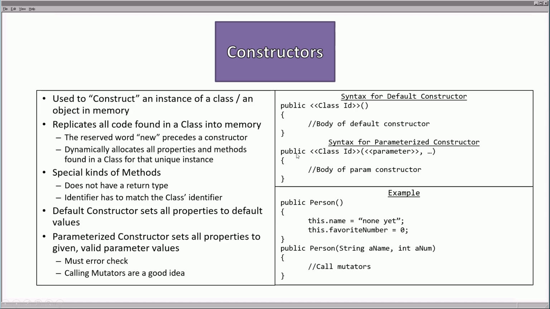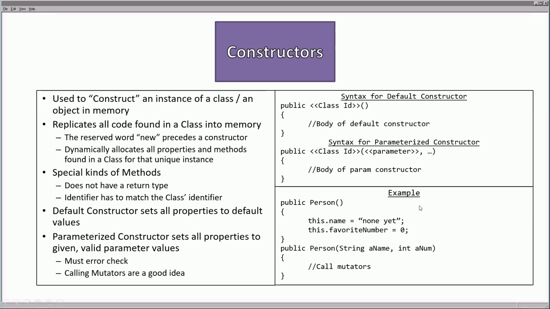Now, the syntax for a parameterized constructor follows the same formula. Public, no return type, and the identifier has to match the class's identifier. The big difference is the parameterized constructor has parameters that basically match each one of the instance variables. This gives us a means to both construct a new instance of an object and set its properties, if they're valid, at the same time.